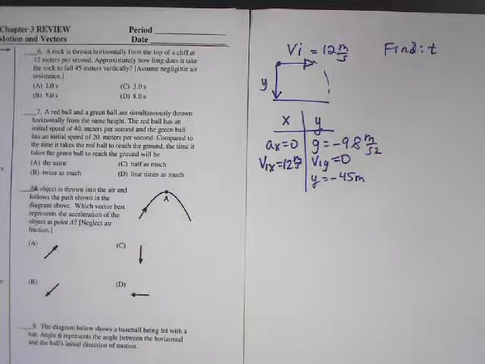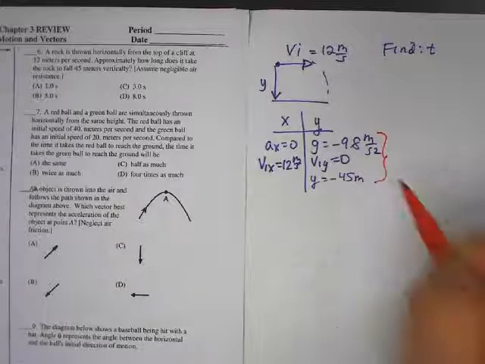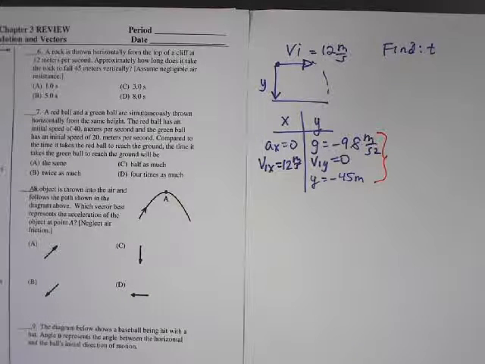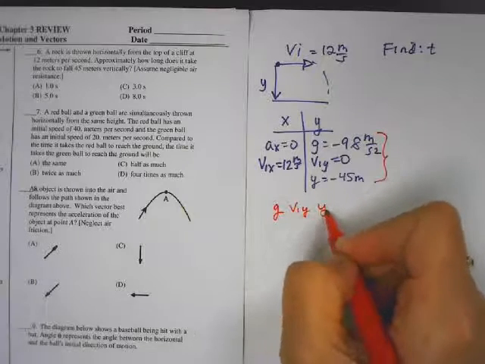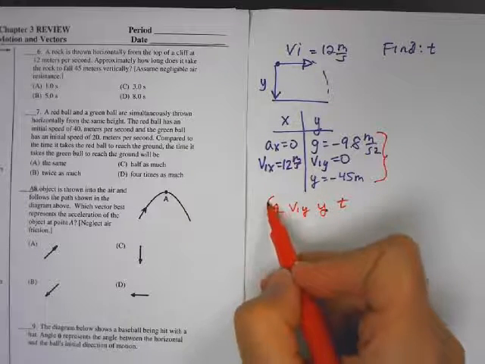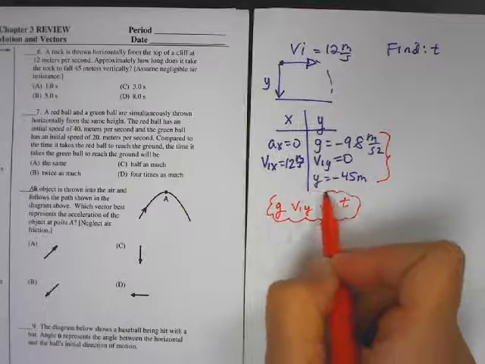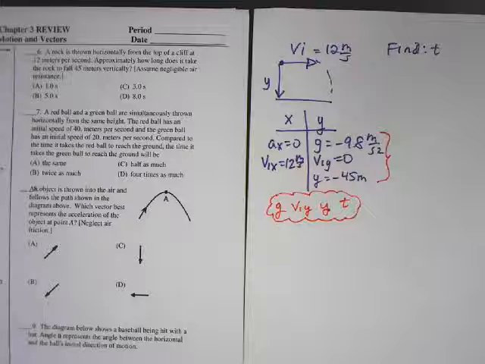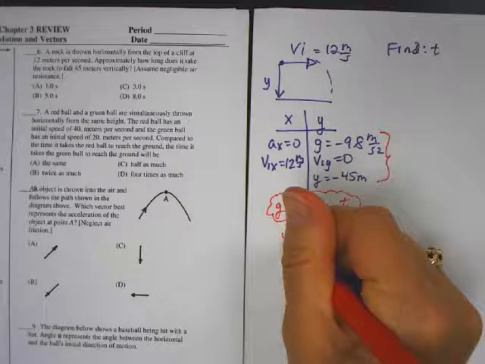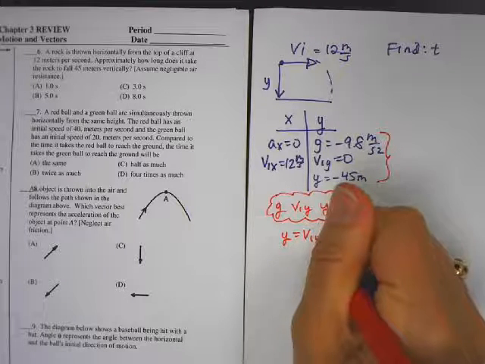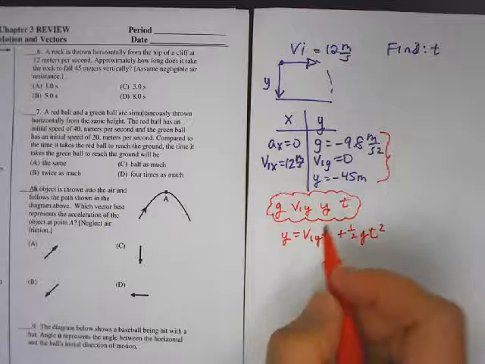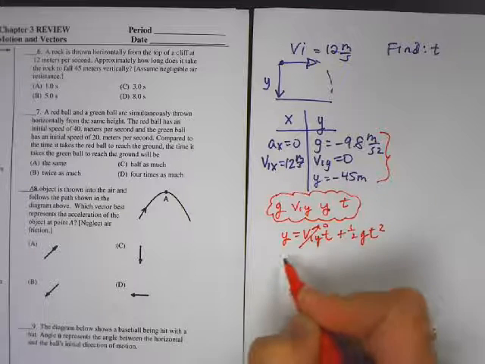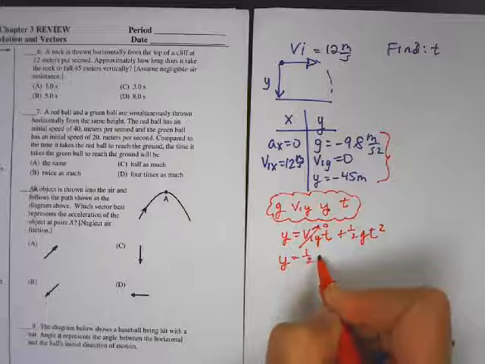So we see that we have three things here. Once we have three things, we can find a fourth. We have G, we have VIY, we have Y, and we want to find T. So now we're going to say which equation has those four variables. So the equation is Y is equal to VIYT plus 1/2 GT squared. VIY is 0, so that disappears. So it just becomes Y is 1/2 GT squared.